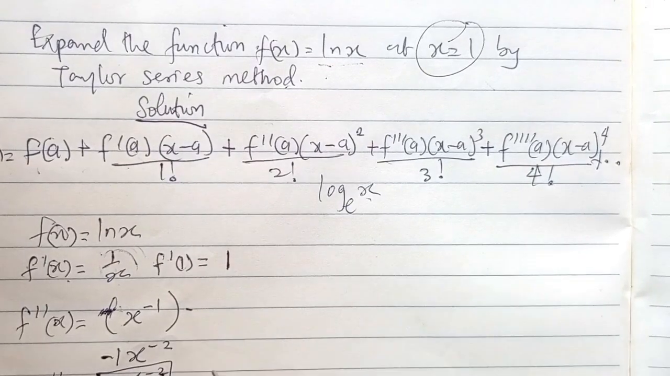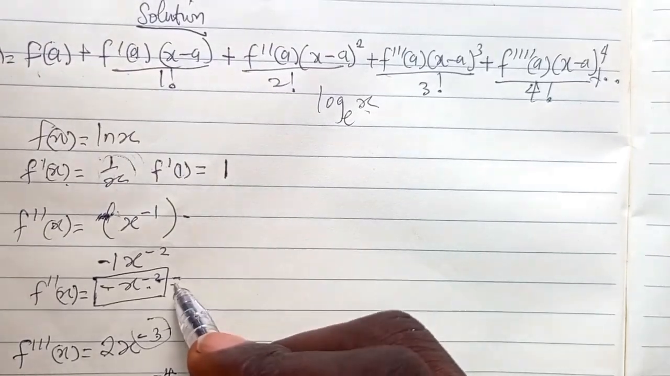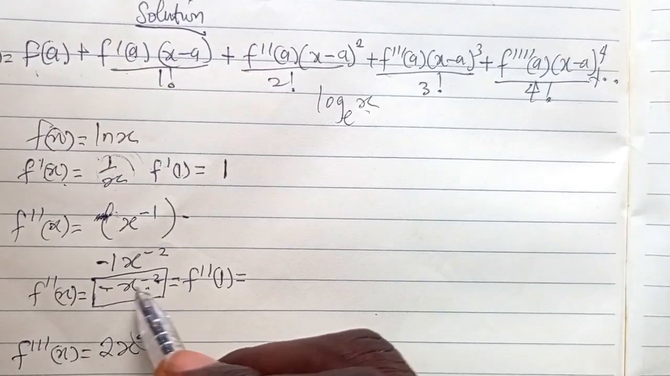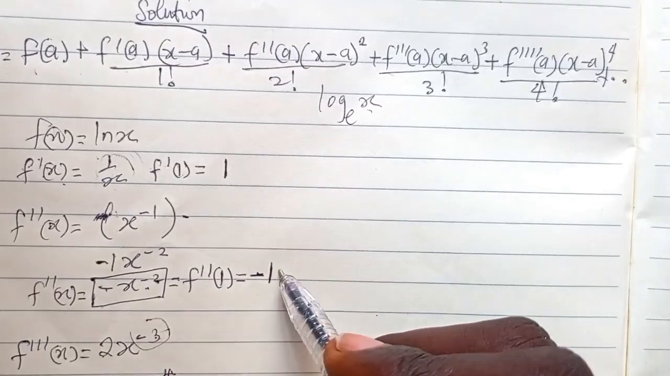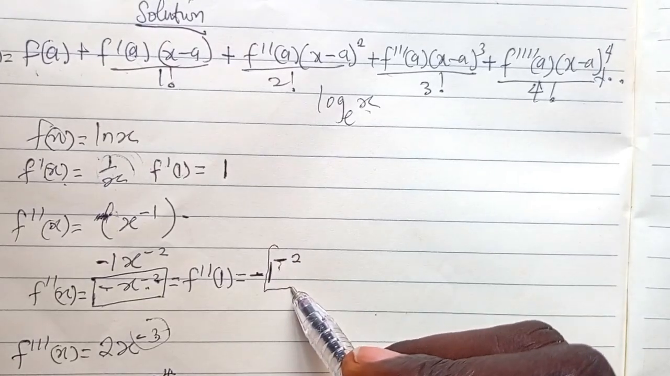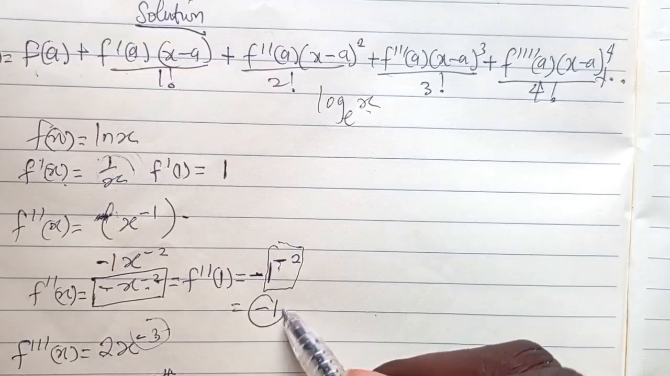So I'll come to this next one. This is the second differential here. So I'm going to do f prime prime of 1. I'm going to put 1 here. That will be minus 1 raised to power minus 2. Everything here is 1 raised to power something, and 1 raised to power anything is 1. So the answer is minus 1. That will be the final answer.